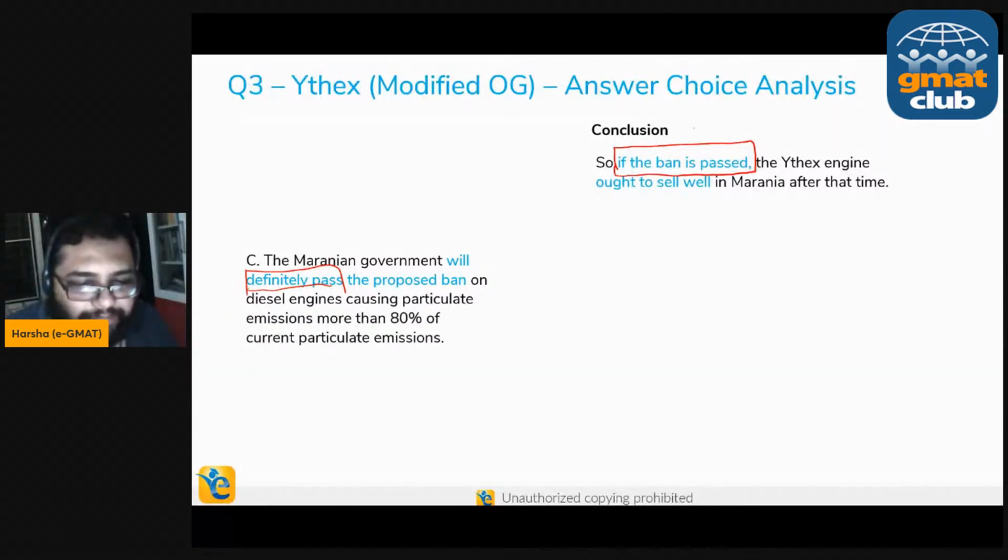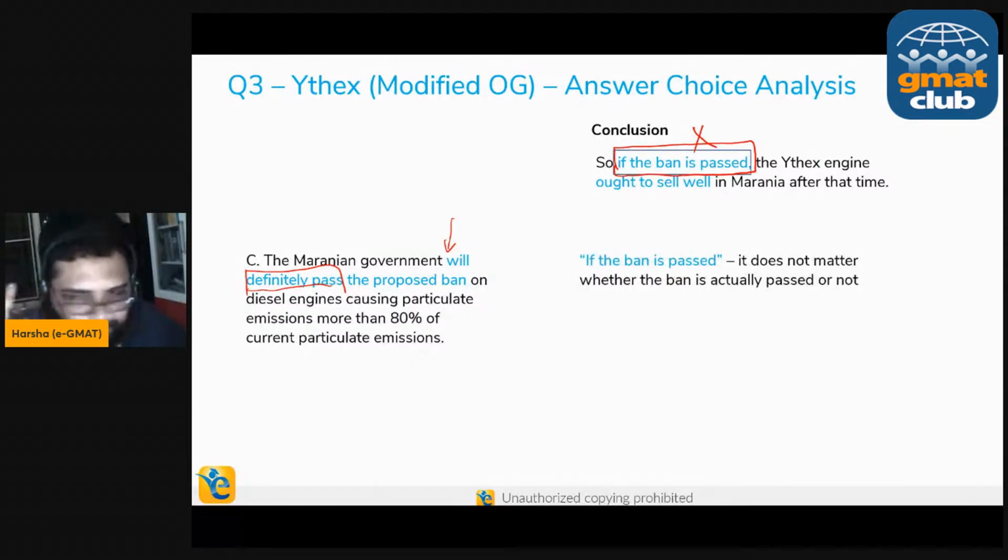Now, if the conclusion were just that the Vitex engine is expected to sell well, then option C is a valid idea. Then you can always think, what if this ban does not get passed? It's a perfectly valid idea. But given that the conclusion says if the ban is passed, hypothetical, you don't care whether the ban is actually passed, option C becomes incorrect. Again, I want those of you who are here in 2025, make sure you're catching these points. These are the mistakes that some of you at least tend to make if you're not careful.